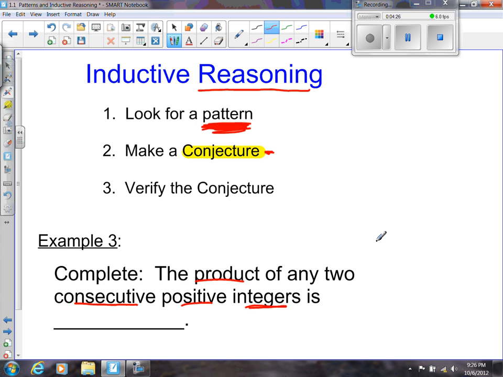Consecutive integers like 1 and 2, if I multiply those together, I get 2. The next pair is 2 and 3. Multiply those together, and I get 6. 3 times 4 is 12. 4 times 5 is 20. So what do these numbers always have in common? I see that they're even, and does it make sense? To me, it does make sense because I'm always going to have an odd times an even. An odd times an even will always give me an even number.